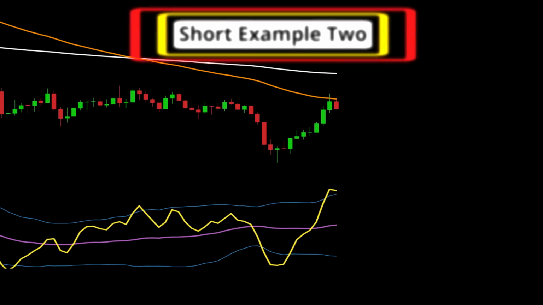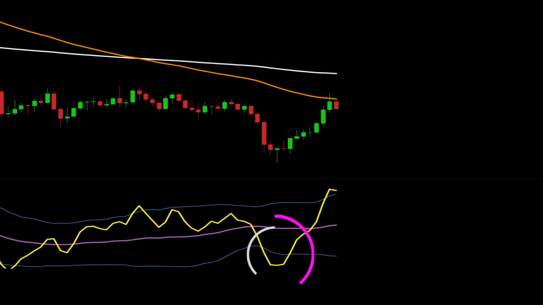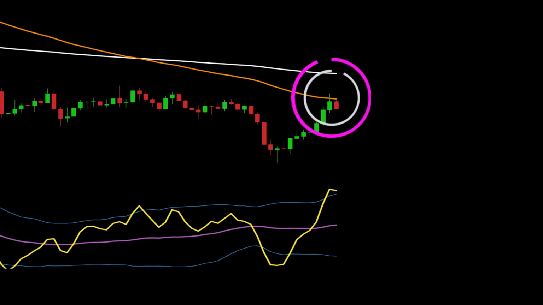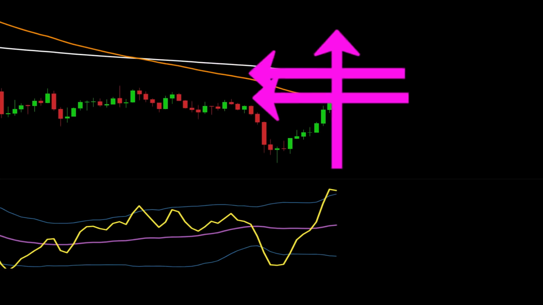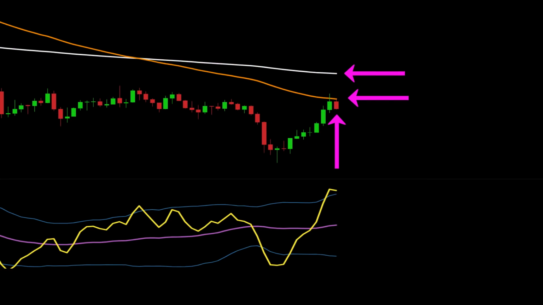I'm going to give you one more quick short example. The RSI closes below the Bollinger Band. Then we can see that price touches the 200 TEMA. Next, price closes below both the 200 EMA and the TEMA. This is our trigger candle.